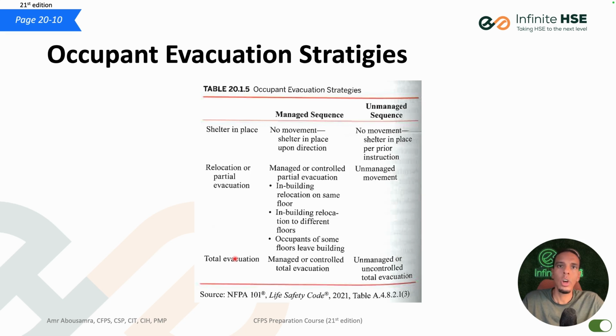So that means all the occupants in the office will leave the office and go to the assembly area. The second thing, relocation or partial evacuation, that means we will select some floors or some areas to evacuate and we will keep other areas. And shelter in place, common in hospitals, they stay at the same location or fight the fire from the same location until the fire department or emergency team arrives.